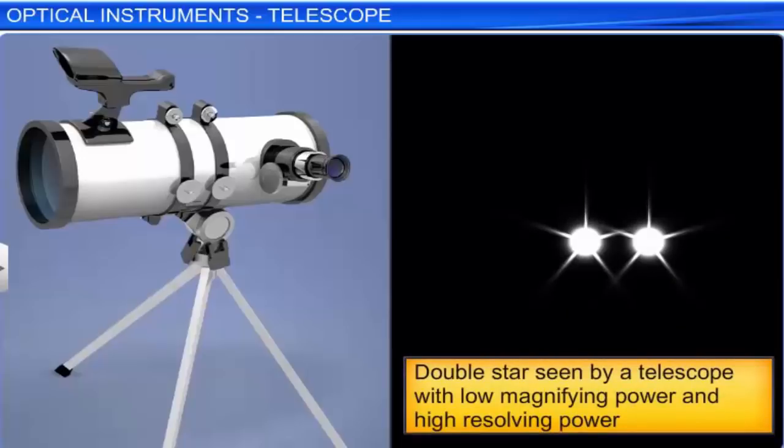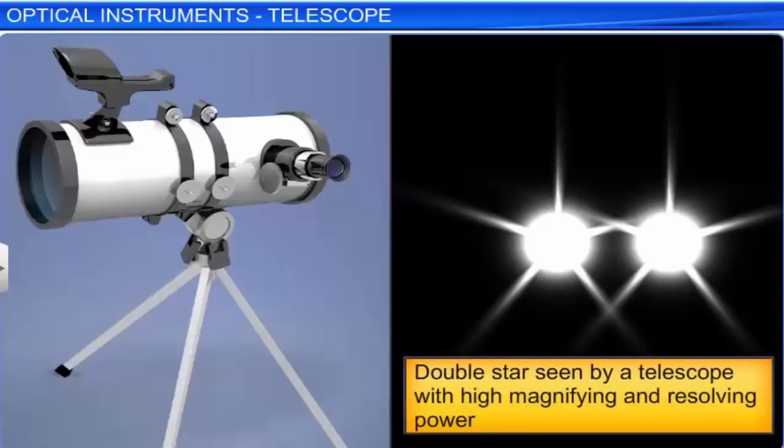If we use an astronomical telescope with a high magnifying power as well as with a high resolving power, the final image of the double star system is as shown. We observe that the image is well magnified and well resolved.